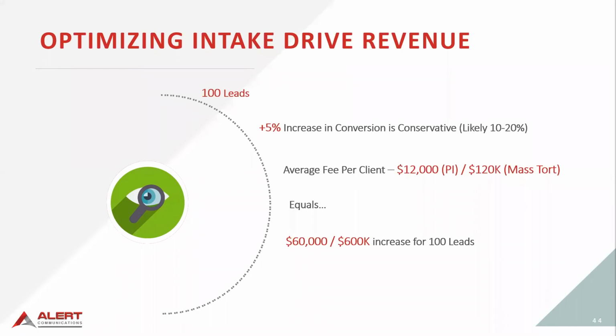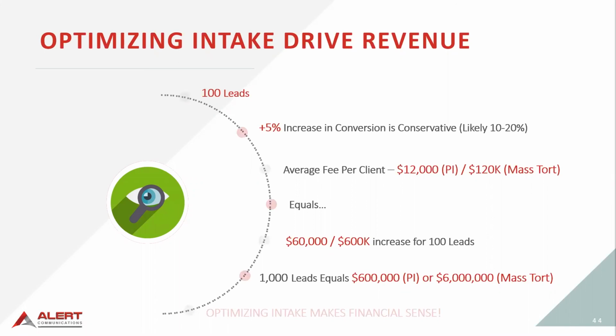And intake becomes a very, very low cost equation, even when outsourcing to actually fix it. But what if it's 1,000 leads? 600,000 more for PI, or $6 million for mass tort revenue, with just a 5% increase. This is why the numbers always work. If you fix all your intake and you have good marketing vendors or good internal marketing, and this is all working, the amount of revenue just flows. It just makes financial sense to make sure that all of your conversion systems, all the way through intake and technology, are completely fixed to get the highest return on investment.